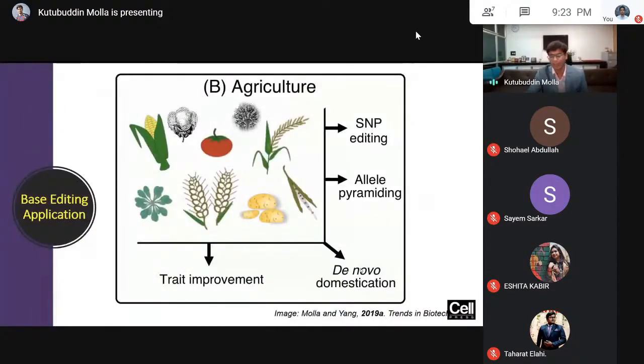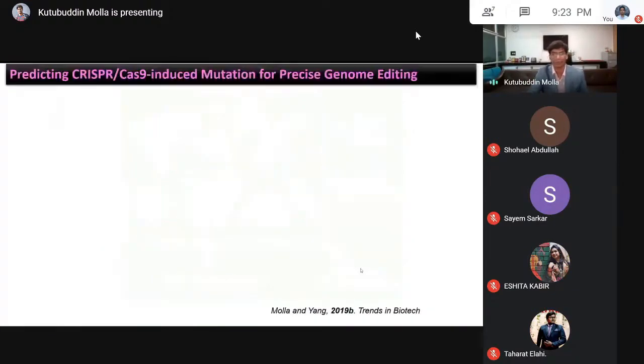So it has already been applied in various agricultural crops for various different kinds of applications that we could do. And now this is another kind of precise editing, predicting what kind of mutation it would generate, with CRISPR-Cas9.